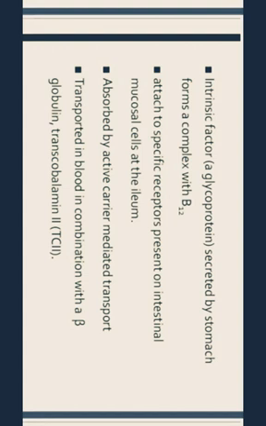This complex attaches to a specific receptor present on the intestinal mucosal cells of the ileum, so that it can easily be absorbed and utilized by our body. It is absorbed by active carrier-mediated transport, and transported in blood in combination with beta globulin and transcobalamin. So these are the things we need to consider.